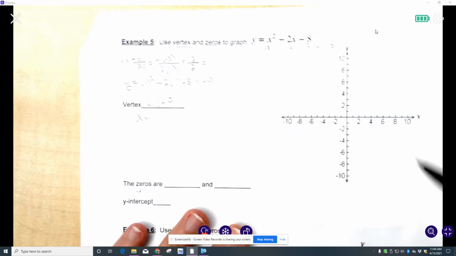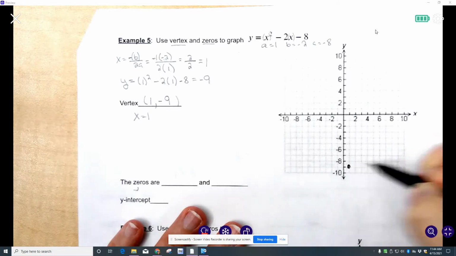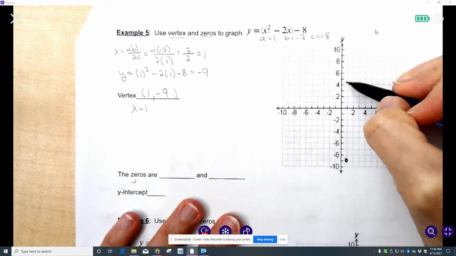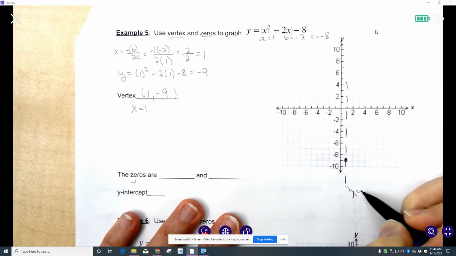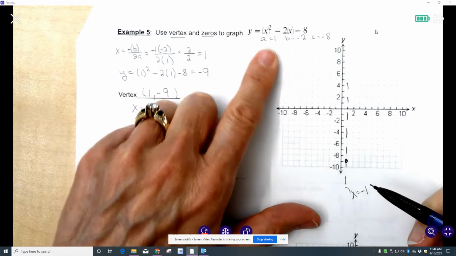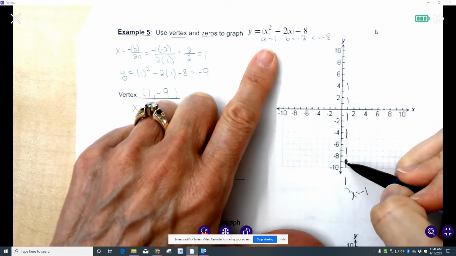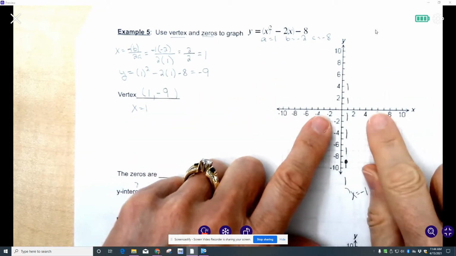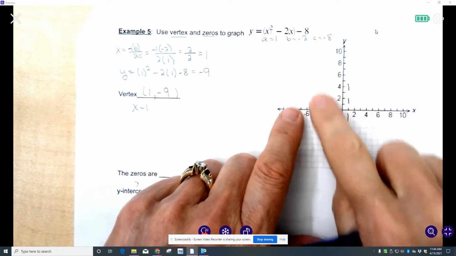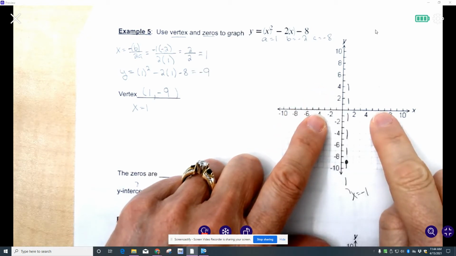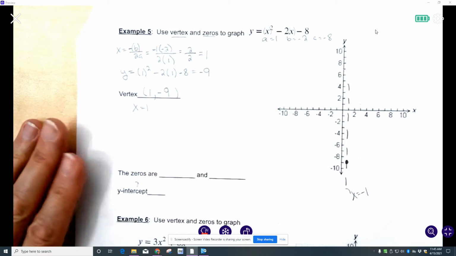So I'm going to graph that right now. Over 1, down 9. There's my vertex. My axis of symmetry, remember, goes right through my vertex. And this A is positive, so this is going to be upward facing. So I know this is the bottom, and I know it's going to be upward facing. If I can find my zeros or my solutions or my x-intercepts, that will give me 2 more points, which will give me enough to do what I call a pretty good sketch.